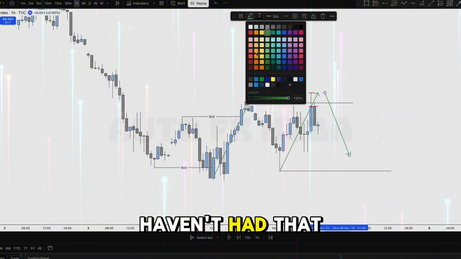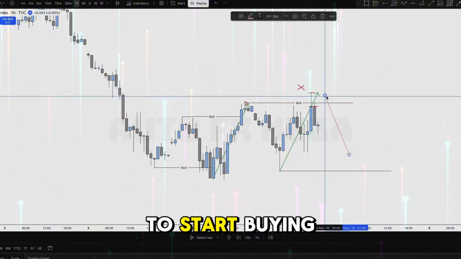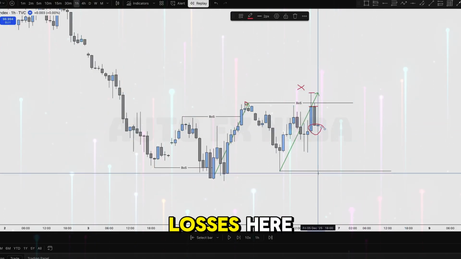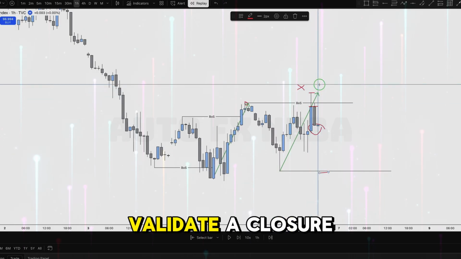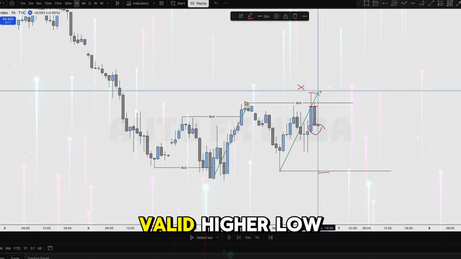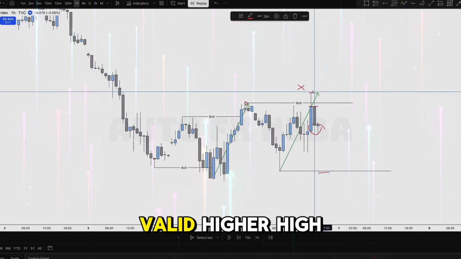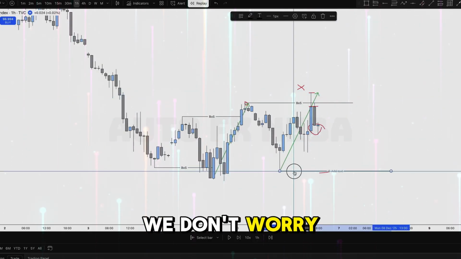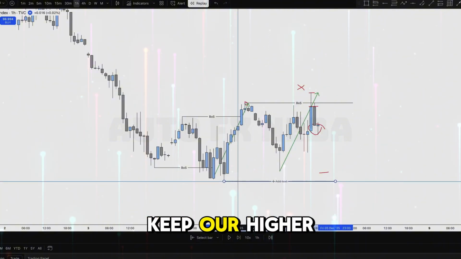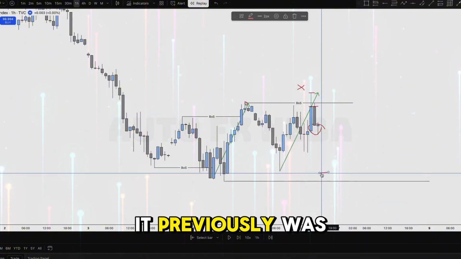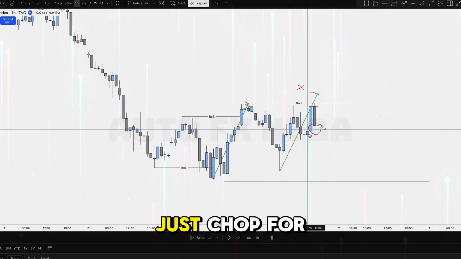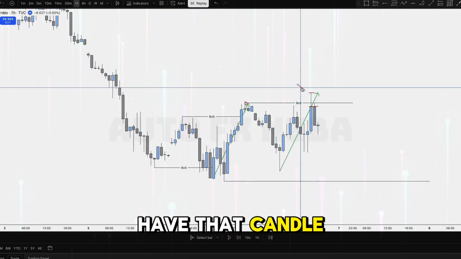But because we haven't had that closure, we don't want to start buying if the market pulls back. So we don't want to buy here with stop losses here because we haven't yet seen this validate a closure, which means it's not yet a valid higher low, which means it's not yet a valid higher high or higher low. So with only this wick closure above, we don't worry about this point just yet, and we actually keep our higher low focused in where it previously was, or our low should be. So we've got our low, our high, and then all of this is actually just chop for now because we don't have that candle body closure.